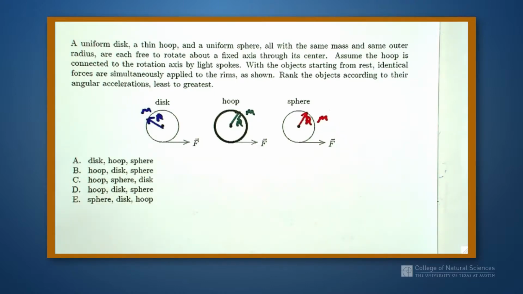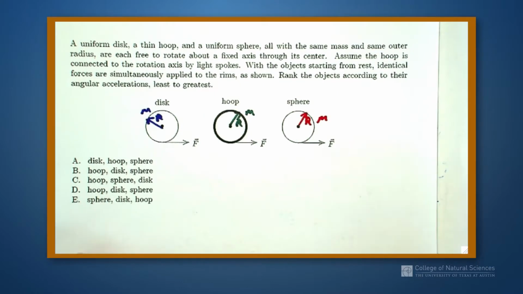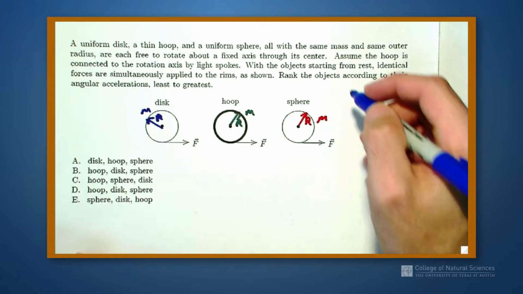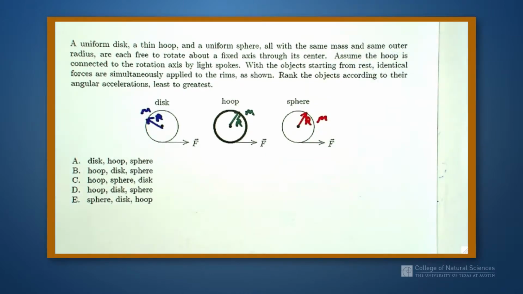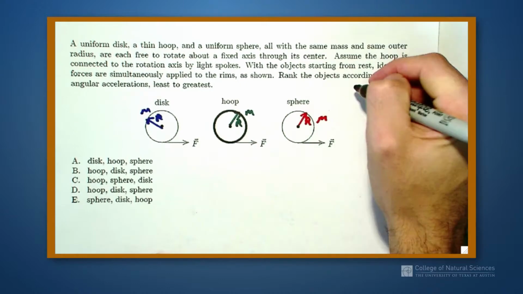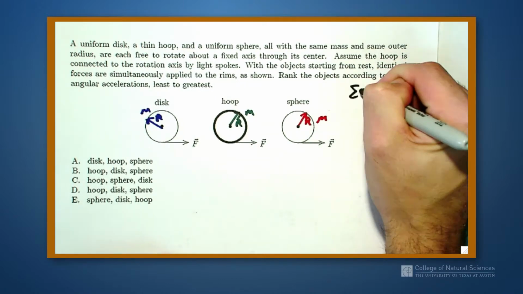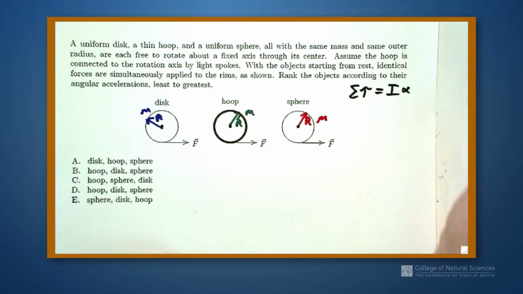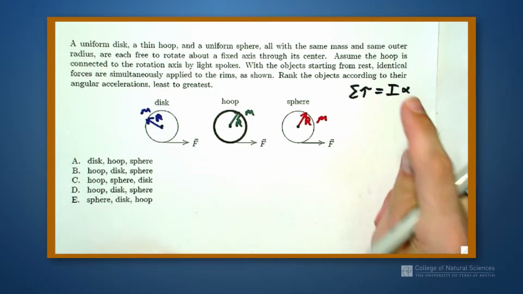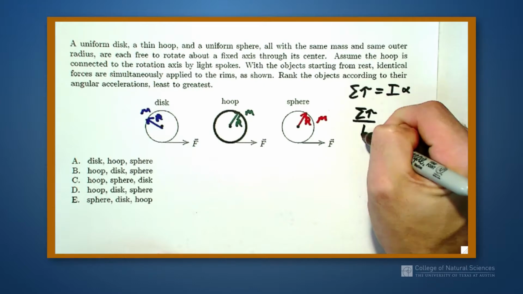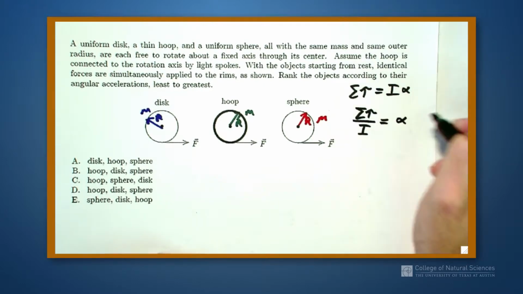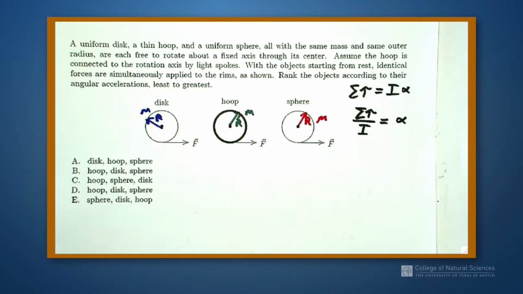We put identical forces attached to their rims as shown. Rank the objects according to their angular acceleration from least to greatest. All right, this problem isn't too bad, but it does take two steps to get each part. One of the steps we need to do is figure out the net torque on it, because net torque over moment of inertia gives rise to angular acceleration. So let's go through and calculate the net torque for each of these cases.